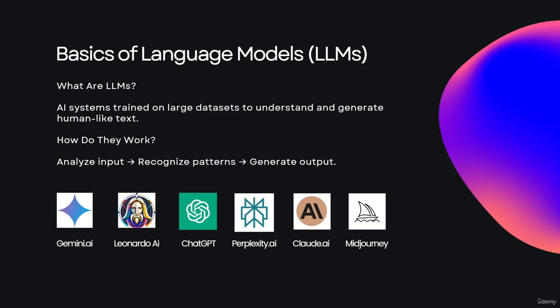Okay, let's start our topic: what are the basics of language models. You can see the definition here. AI systems trained on large data sets to understand and generate human-like text are called LLMs. The best example of an LLM is ChatGPT. If you already use ChatGPT, you know that it can generate responses like a human, like a human is texting with us. This is called a large language model.